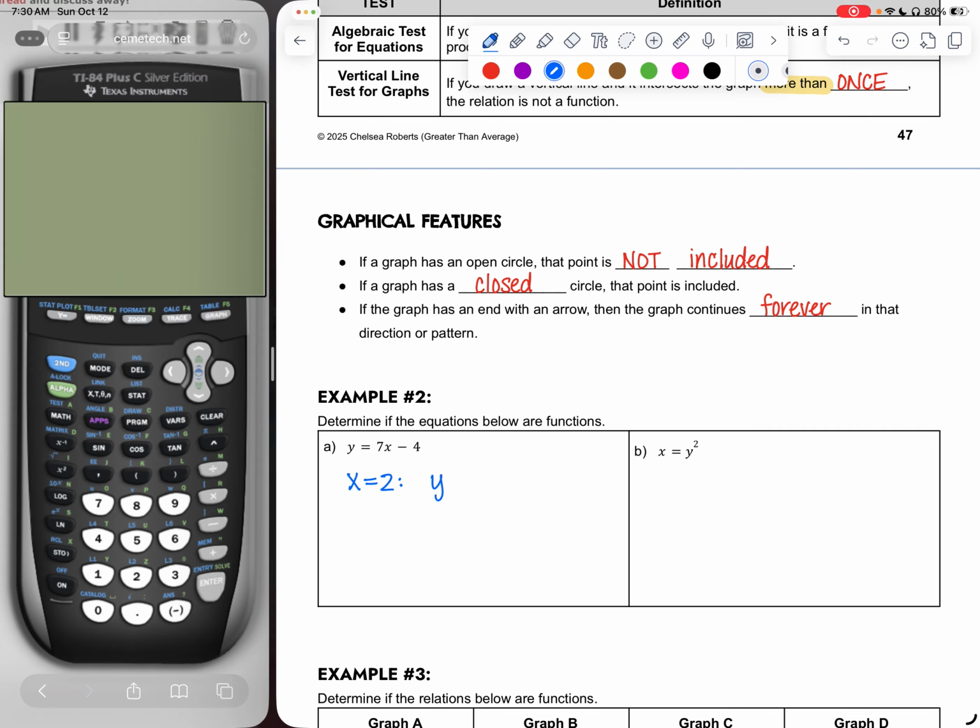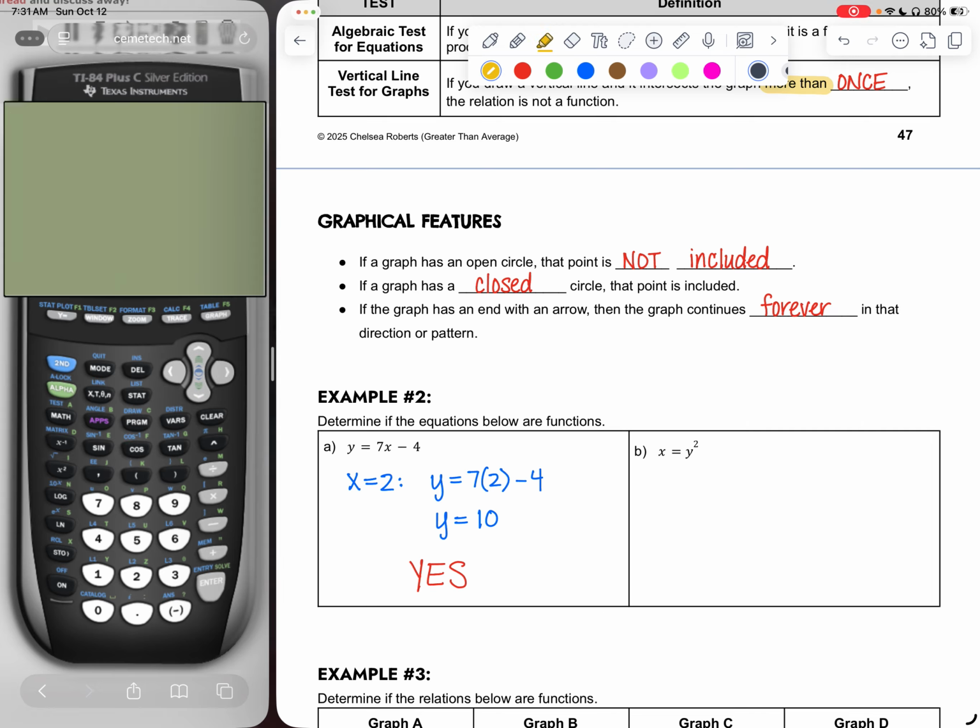So if I substitute that in, that's going to be y is equal to 7 times 2 minus 4. And when I simplify that, I will end up getting 14 minus 4, which is 10. So as you can see, when x is equal to 2, y is only equal to 10. So I can tell here that there is only one y value for that x value, which means that this is a function.